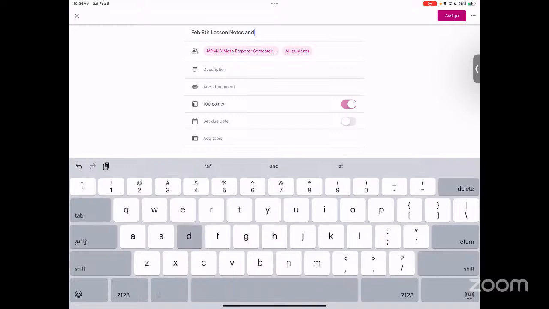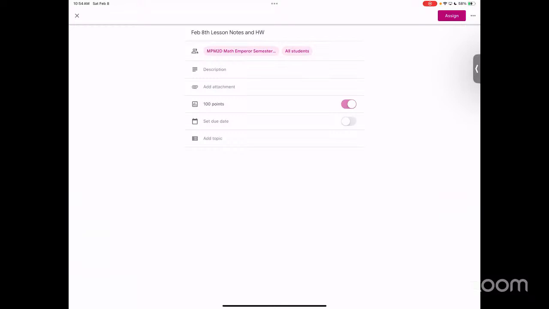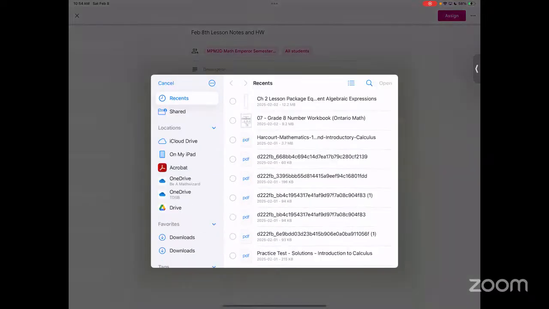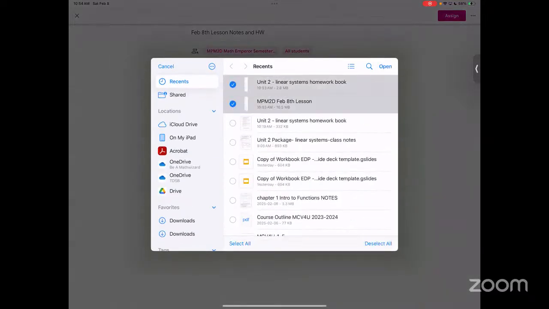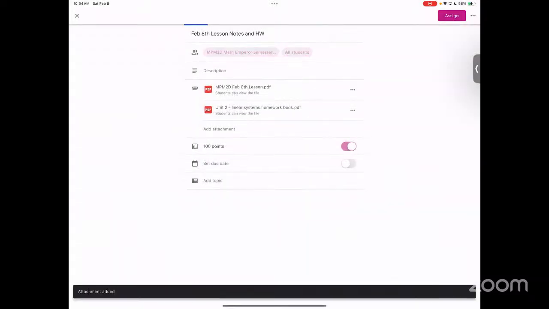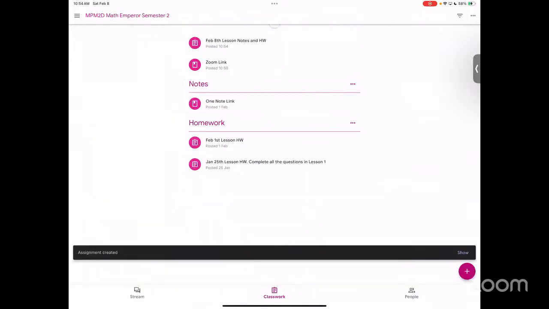You gave me two of the same thing. Oh, it's the same thing? Okay, so let me do attachment, upload file. I can get both of them, upload it. I'm just uploading as a PDF, easier for you guys to access than the OneNote. So you should be able to see it under February 8th lesson.